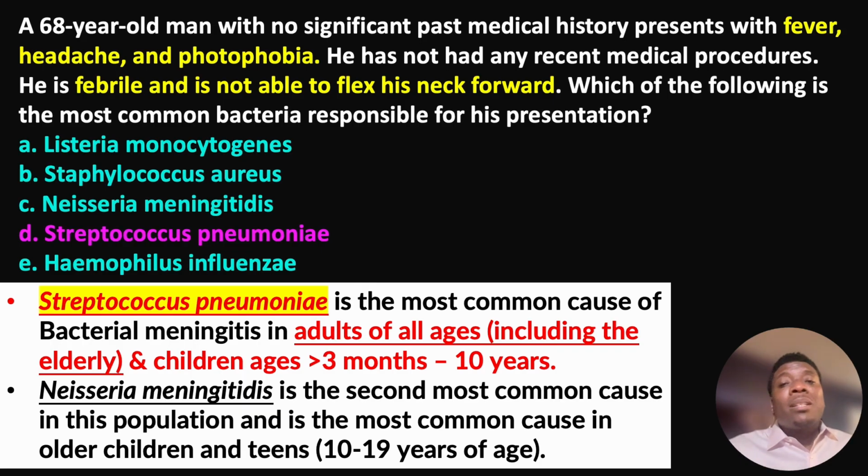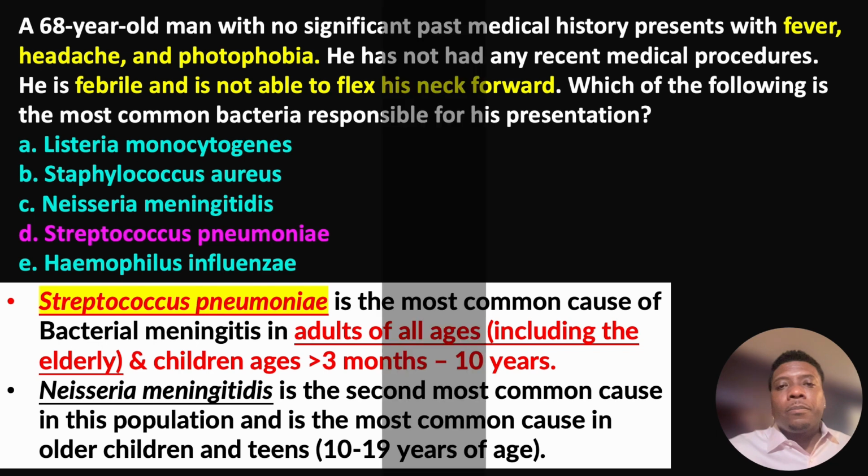Now, remember that Listeria monocytogenes is seen with increased incidence, but it's not the most common. So clinically, you cover for Listeria with ampicillin, but strep pneumo is still the most common bacterial cause of meningitis of adults of all ages.